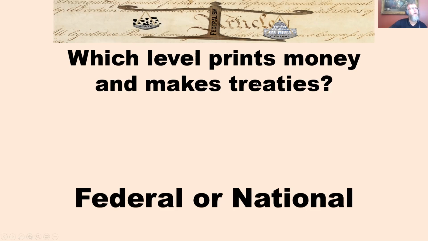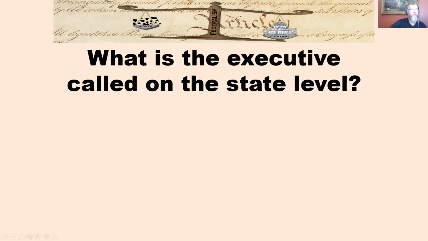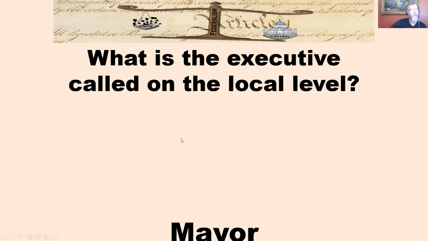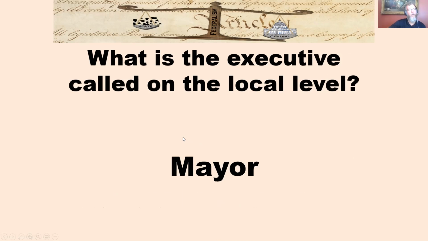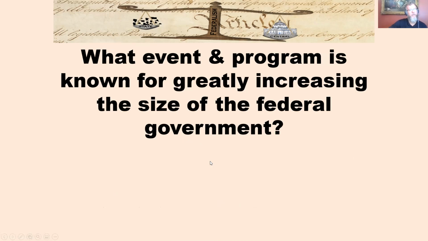It would get really confusing. What is the executive called on the state level? That is a governor. Mayor would be the local level. President is the federal level. What event or program? This was the New Deal. It's not a question on the quiz.